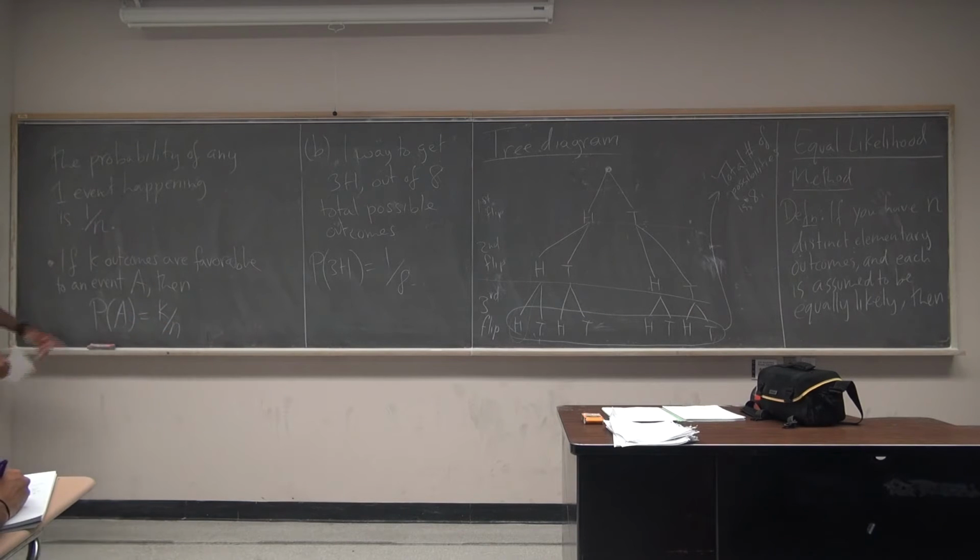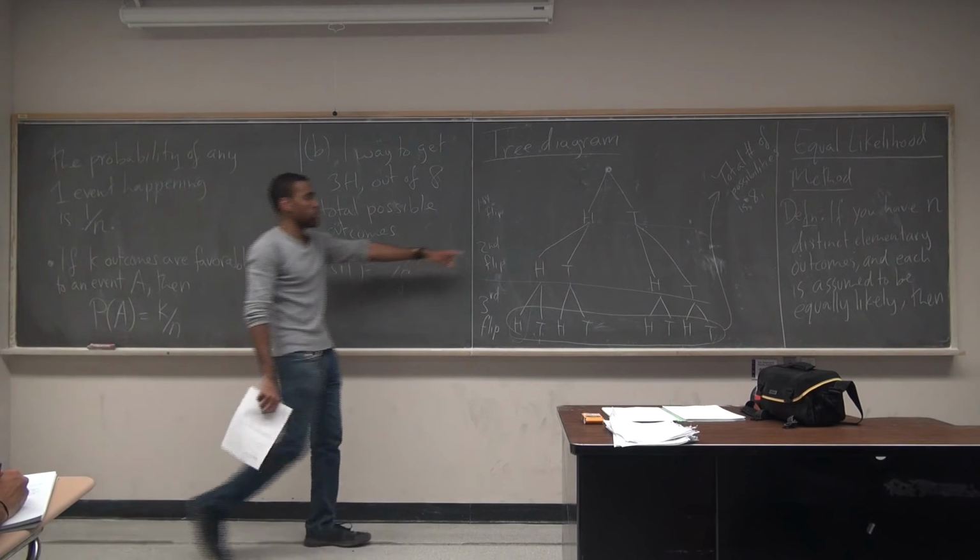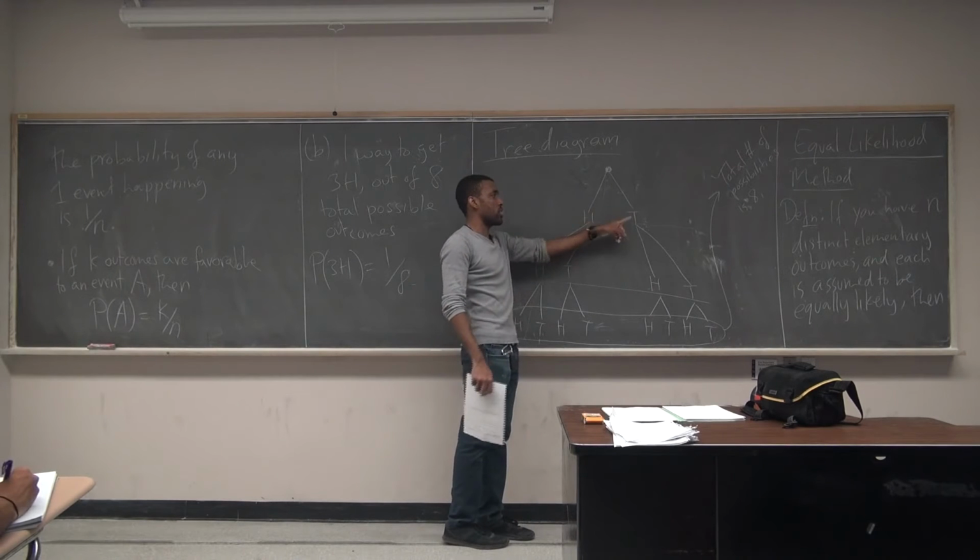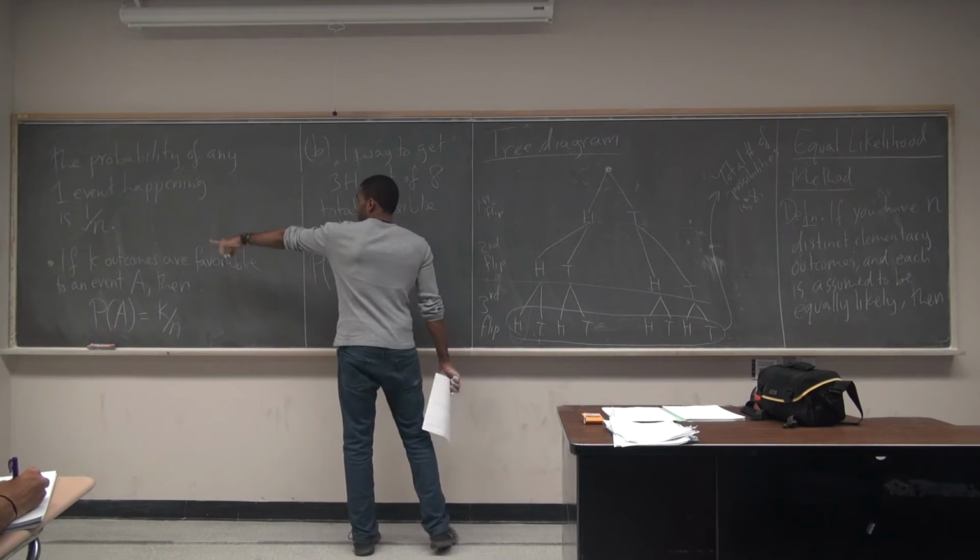Now implicitly we actually use this here with the coin flips. We're assuming that we're equally likely to get a heads or a tails, so that's where we get the probability of this is 1 out of 2. It's basically using the equal likelihood principle.